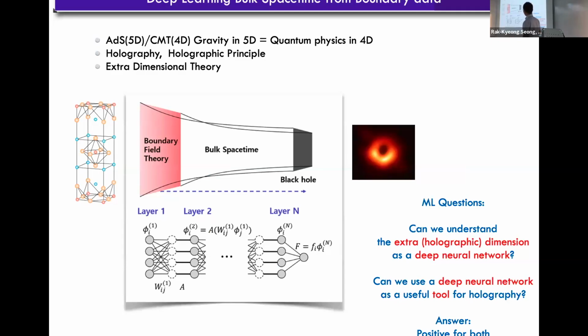Good. So it's very interesting to say this extra dimension has a structure of a deep neural network. So we can ask the machine learning question in holography in two ways. The first one is just what I said: can you understand this extra dimension as a deep neural network? Or without using this analogy, can you simply use a deep neural network as a useful tool to study holography? Both questions, I think, have a positive answer. But today, I'm not going to talk about the first question. I'm going to talk about the second one.